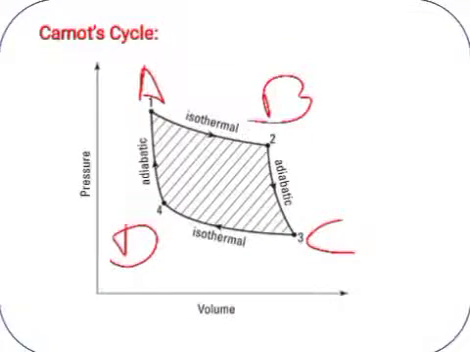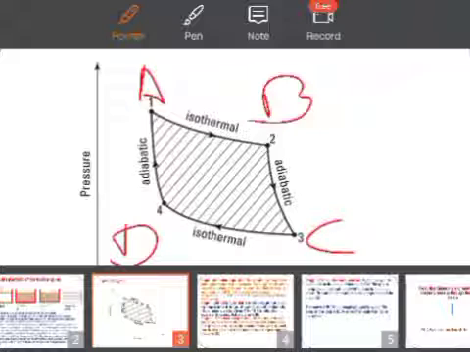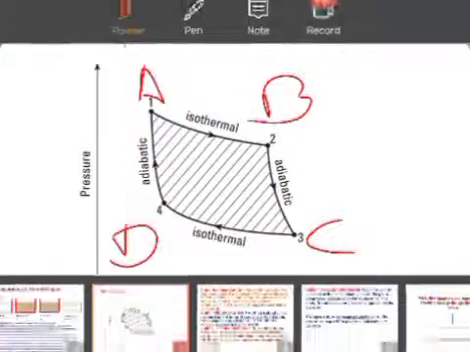Next one, fourth stage, adiabatic compression. Again the cylinder is placed on the non-conducting stand. Same procedure we have to follow. How we have done in the second stage, same we have to follow here. Again the cylinder is placed on the non-conducting stand. The gas is compressed adiabatically till it returns to its initial state. This adiabatic compression is represented by the curve DA. So, this DA is nothing but what? It is an adiabatic compression. So, this completes one cycle.